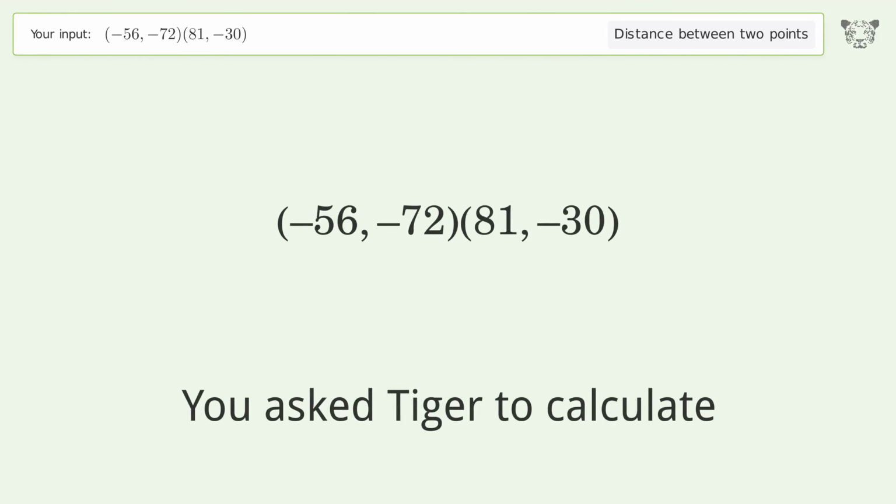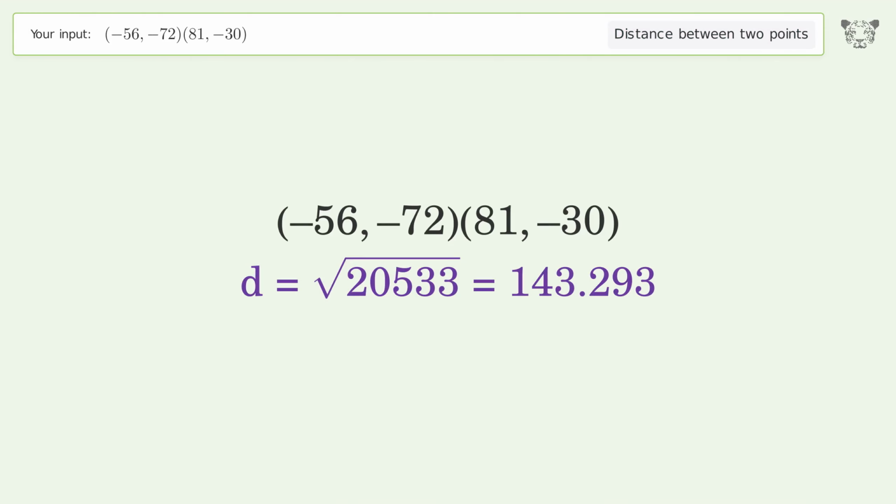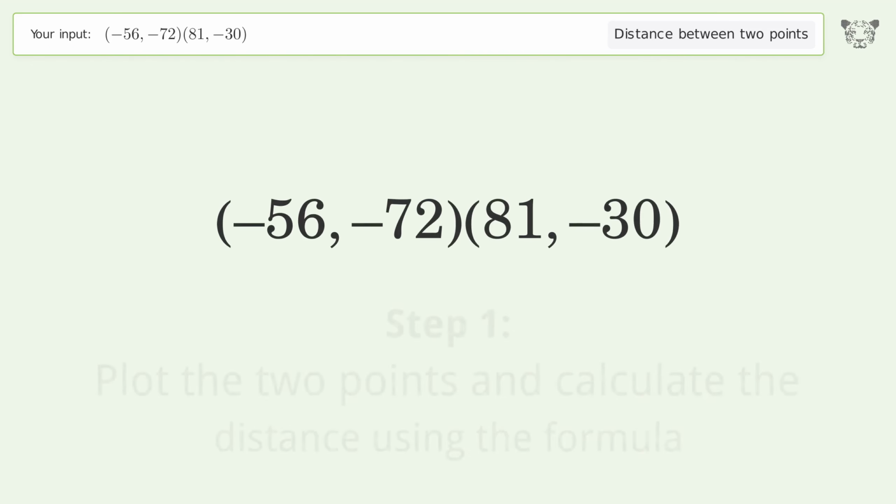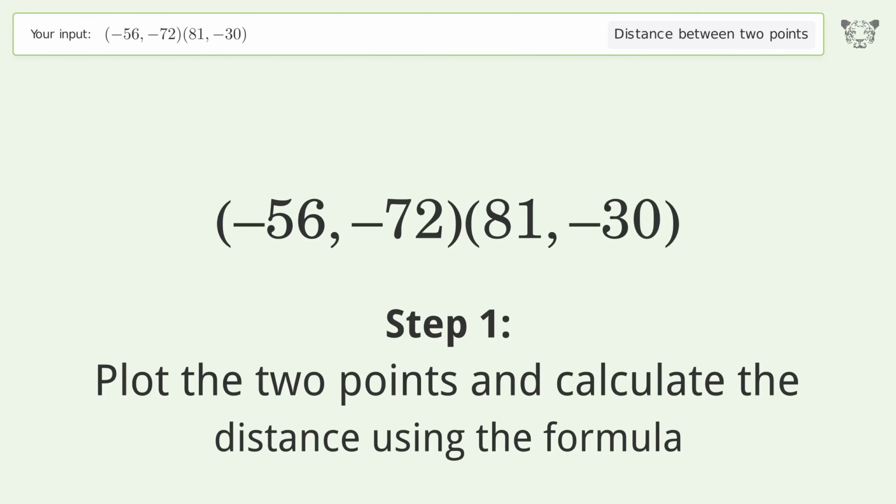You ask Tiger to calculate. This deals with the distance between 2 points. The distance between the 2 points is the square root of 20,533, or 143.293. Let's solve it step by step. Plot the 2 points and calculate the distance using the formula.